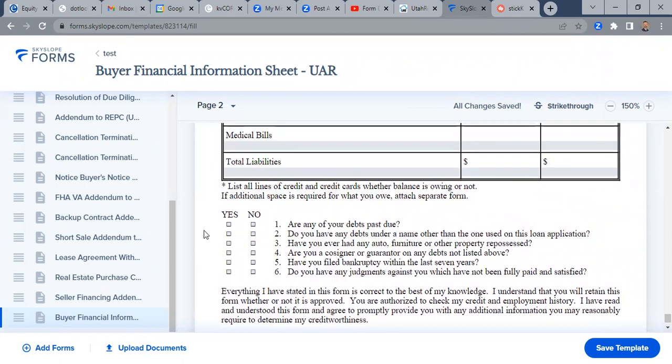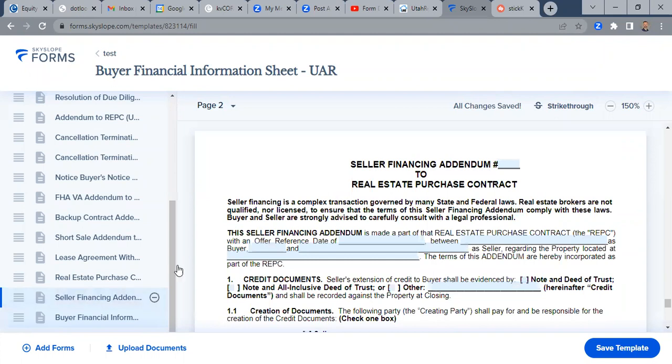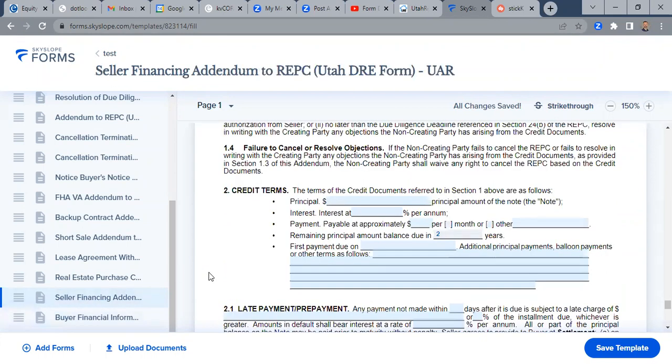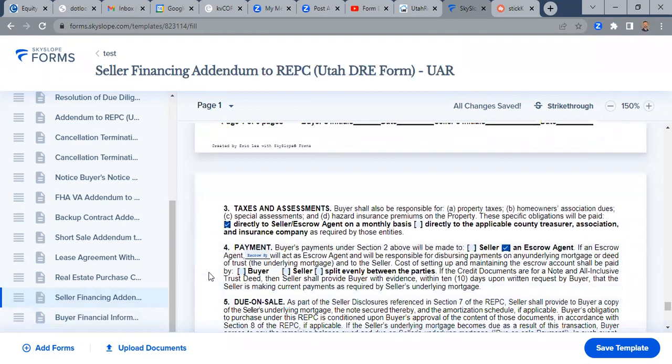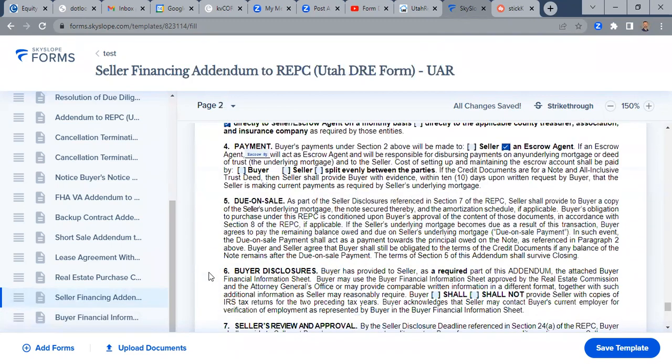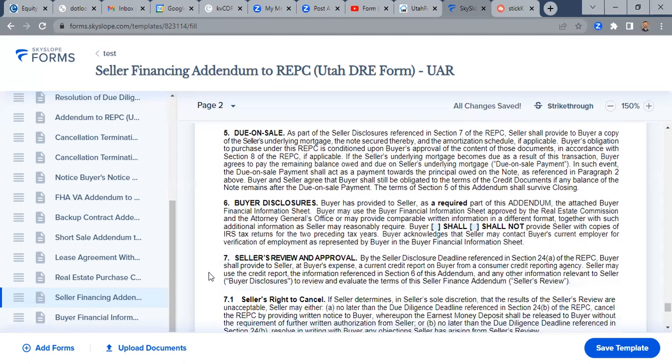They're going to fill this all out and give it to you, but you may want to say, you know what, I want you to talk to my lender, and he's just going to do a credit check as well, and make sure that I'm comfortable with this risk. Okay. But that buyer financial sheet is required as a part of this addendum.